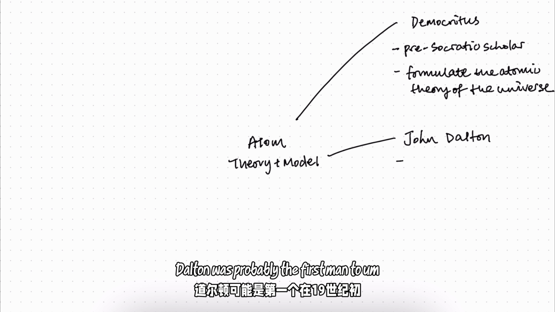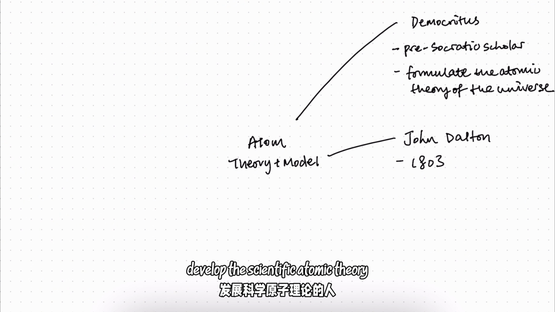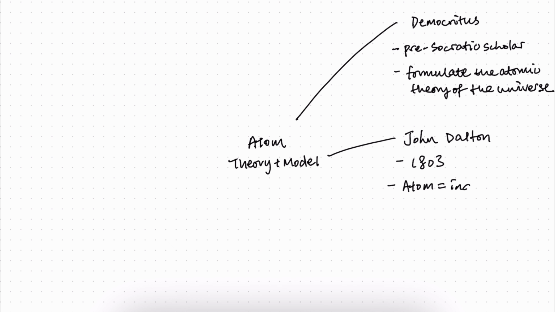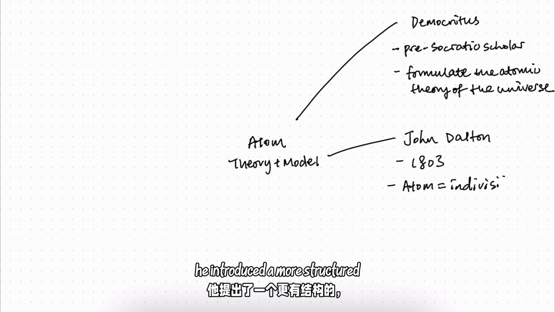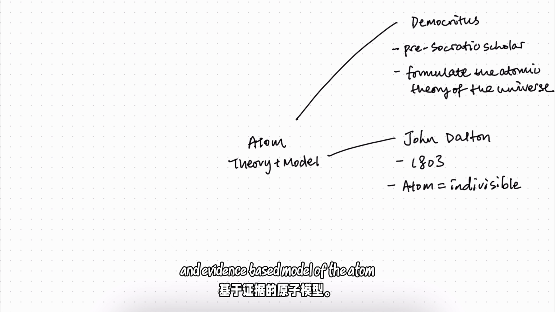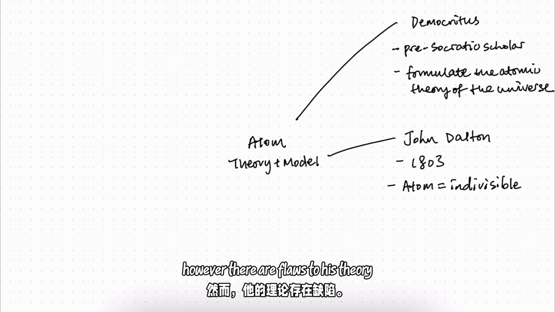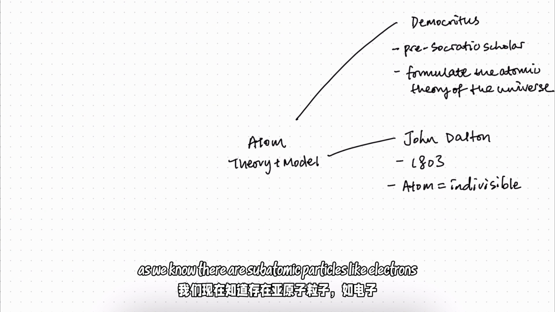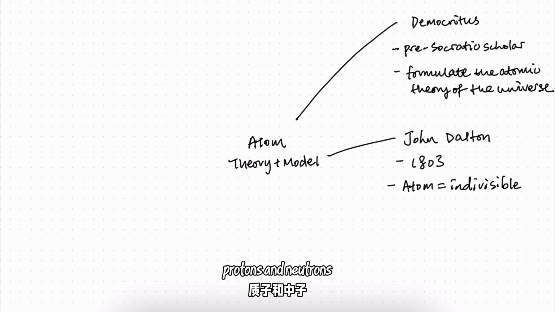So Dalton was probably the first man to develop the scientific atomic theory in the early 19th century. Building on the ideas of Democritus, he introduced a more structured and evidence-based model of the atom. However, there are flaws to his theory that atoms are indivisible. As we know, there are subatomic particles like electrons, protons, and neutrons.